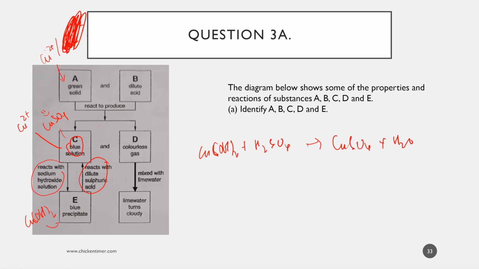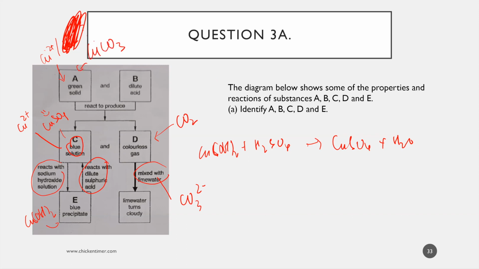Then the other branch on this side, they say A and B. So that means copper something reacts with acid. Then the acid reacts to produce the blue solution and the colorless gas. And the colorless gas is mixed with lime water. Lime water is an indication of carbonate. So the green solid has carbonate. So this thing is CuCO3, right?